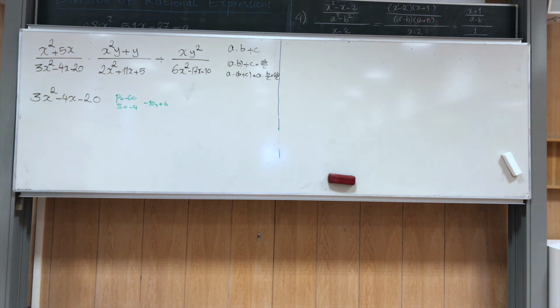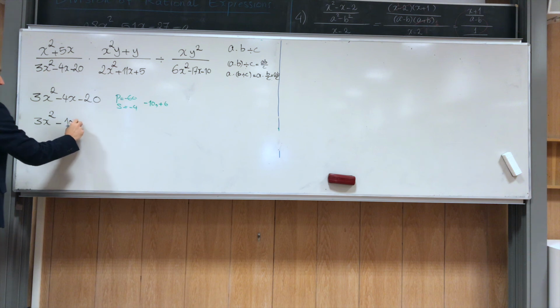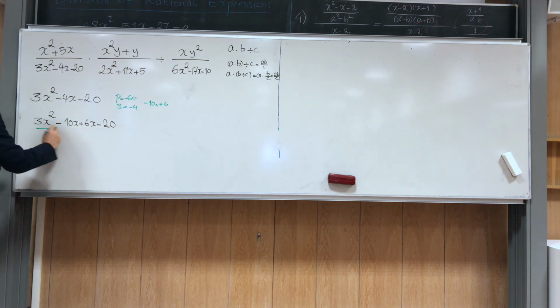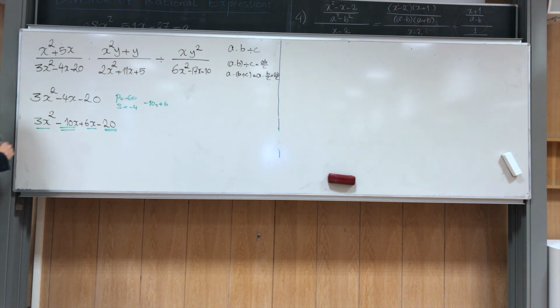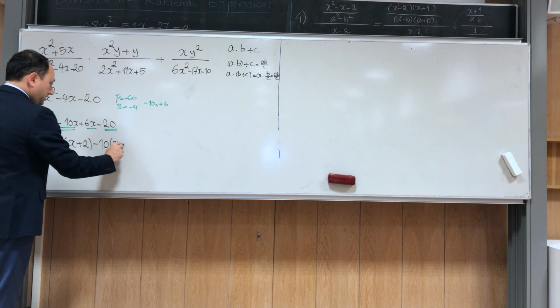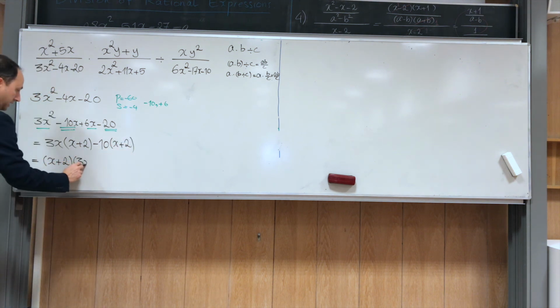Yes. So it means that I break the middle term. Instead of minus 4x, I write minus 10x plus 6x minus 20. Yes, then I will take these two together and these two together. So then I factor 3x out between these two. So x is left from here, 2 is left from here. Between these two, I factor a negative 10 out. So then it becomes x plus 2. And then you see that x plus 2 emerges, so I can pull it out. Then I will have 3x minus 10.